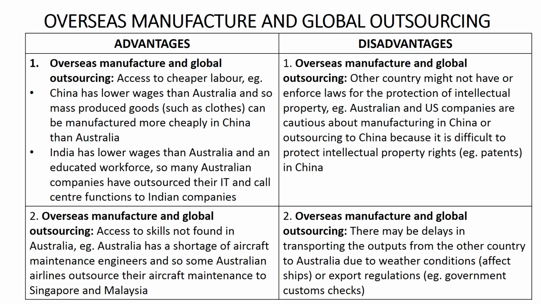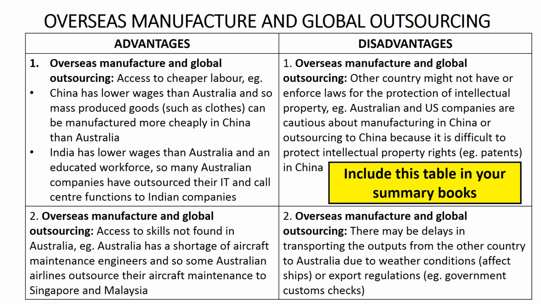This table sets out the advantages and disadvantages of overseas manufacture and global outsourcing. Make sure that you include a copy of this table in your summary books. The table continues on this slide and the next two slides. On this slide, I have set out two advantages and two disadvantages of both overseas manufacture and global outsourcing.